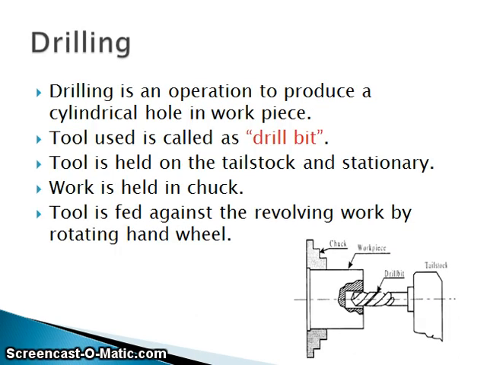Then drilling. Drilling is an operation to produce a cylindrical hole in a workpiece. The tool used is called a drill bit. The tool is held in the tailstock and is stationary. The work is held in a chuck. The tool is fed against the work by rotating the hand wheel.